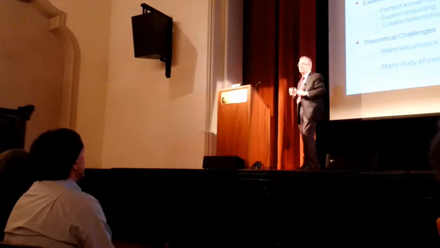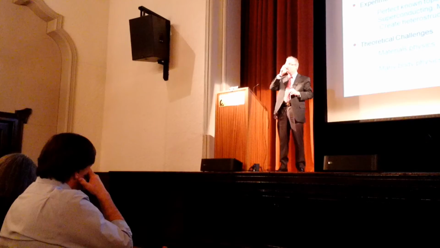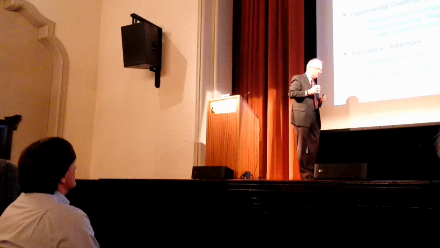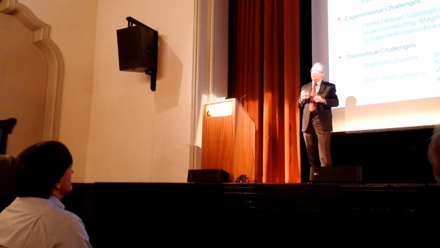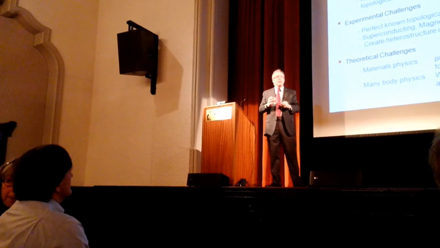Any more questions? Do you think that a full theory of strongly correlated electrons will need new mathematics, or can it be understood with existing? Do I think it'll need new mathematics?